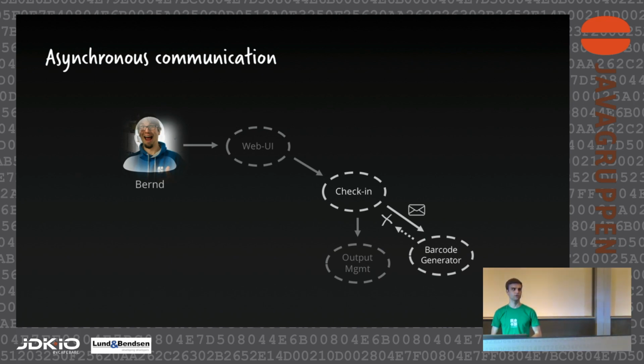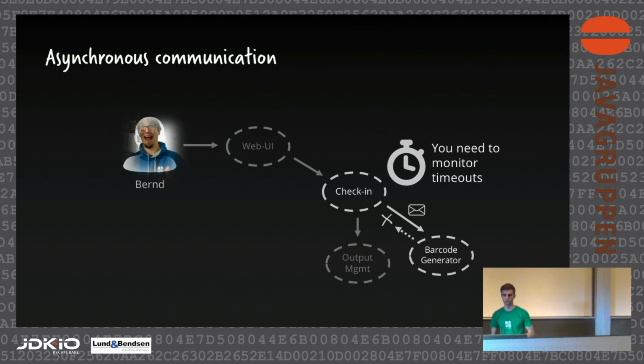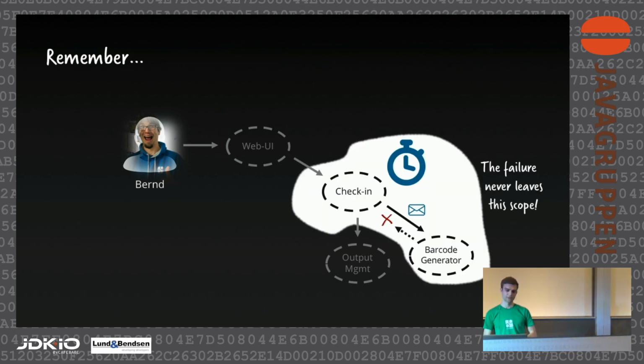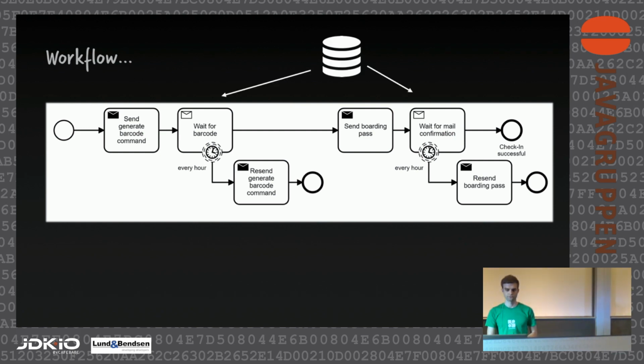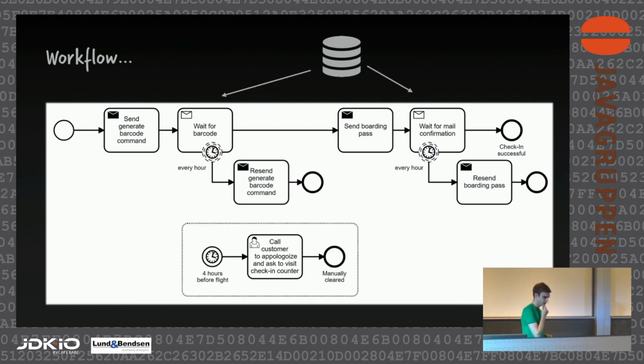So usually when you communicate in an asynchronous fashion, timeouts occur all over the place. Maybe the system is slow, maybe the network is slow, you don't really know. With the help of workflows, this becomes much easier because you can define what should happen when our service times out and we don't get a response. For example, here we send the generate barcode command, we wait for the barcode, and if it doesn't arrive after an hour, we send a request again. Maybe our request didn't go through, and this is why we have to try it again. This is then relatively easy with a workflow engine.